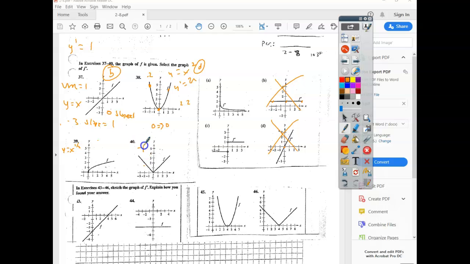-1. So for -3, my slope would be -1. For -2, my slope would be -1. For -1, my slope would be -1. Agreed? Yeah, so I'm right.